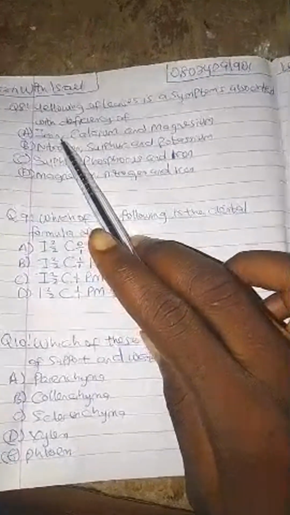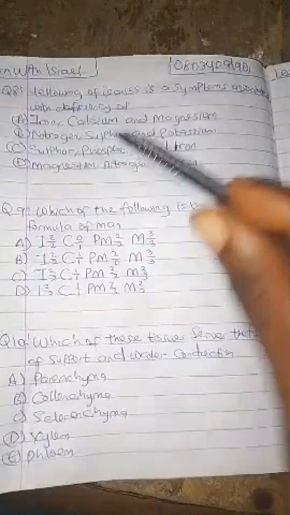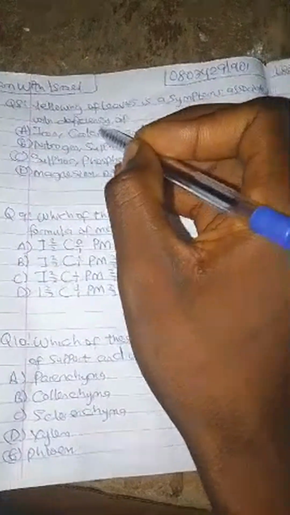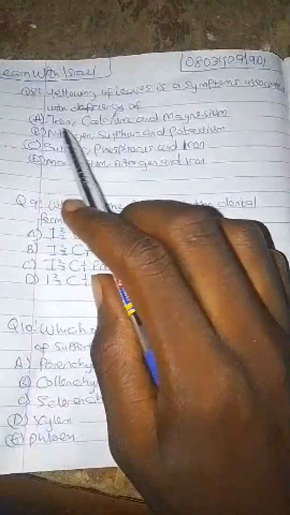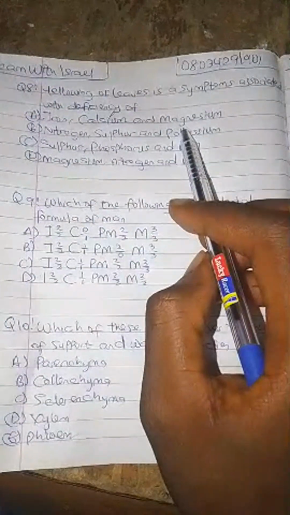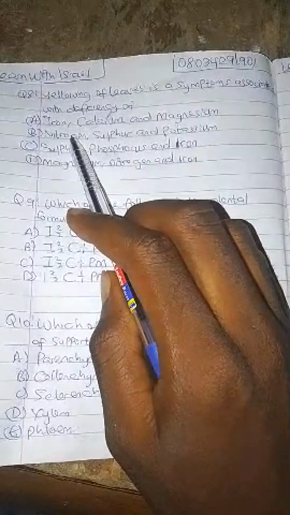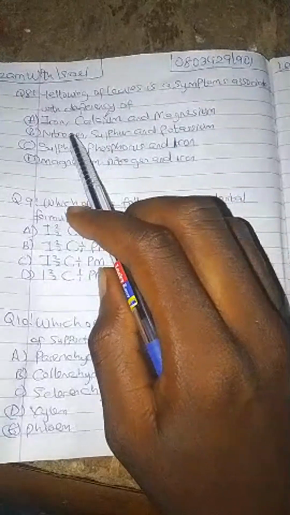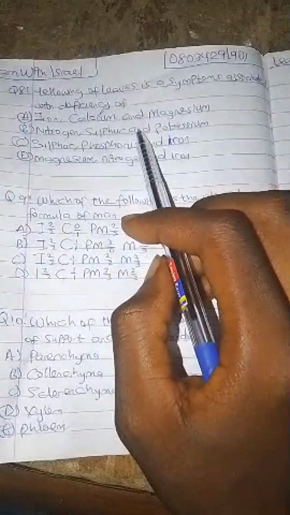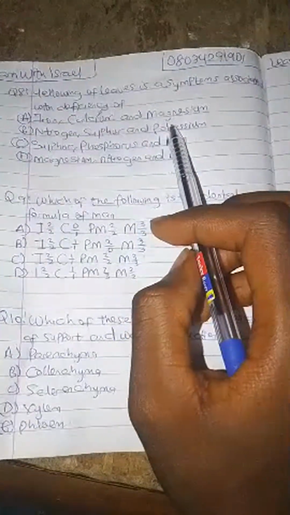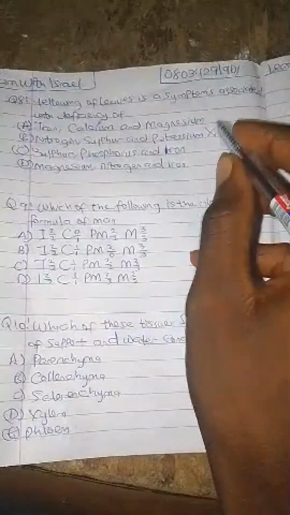For iron, yellowing of leaf occur. For calcium, no, yellowing of leaf does not occur. And for magnesium, yellowing of leaves occur. So option A is wrong. For option B, nitrogen, sulfur and potassium. For nitrogen, yellowing of leaves occur. When there is lack of nitrogen, yellowing of leaves occur. For sulfur, yellowing of leaf occur. But for potassium, yellowing of leaf does not occur. So option B is also wrong.